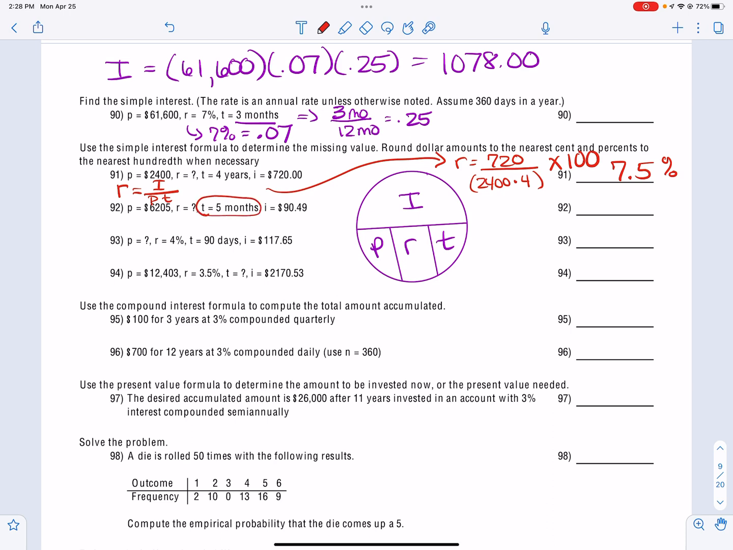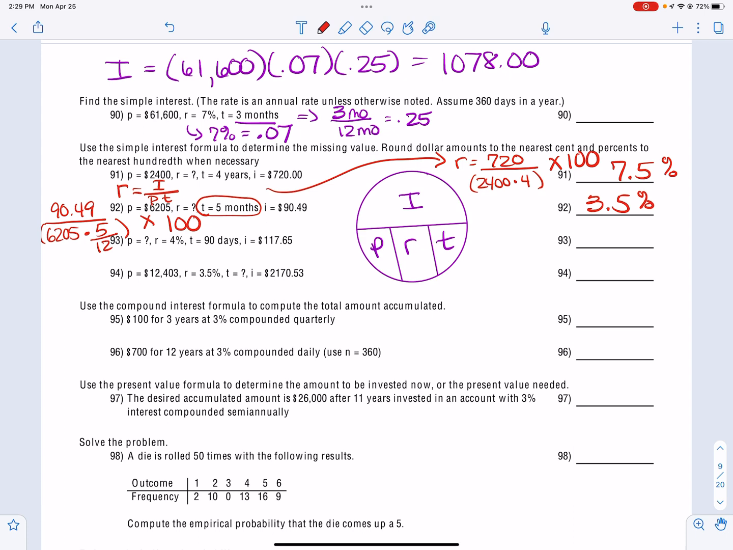So you're going to have to do your interest of $90.49 divided by your principal, $62.05, times 5 divided by 12, okay? And so once you get that number, you will have to multiply it by 100, and that's going to come out to be 3.5%.